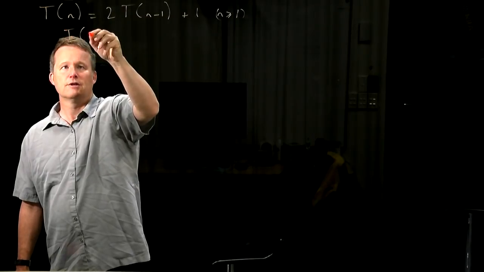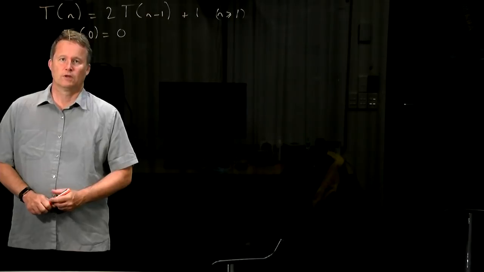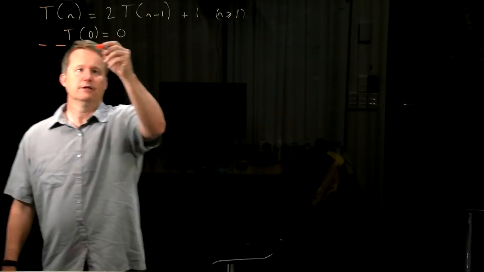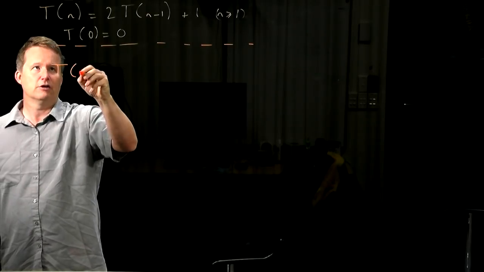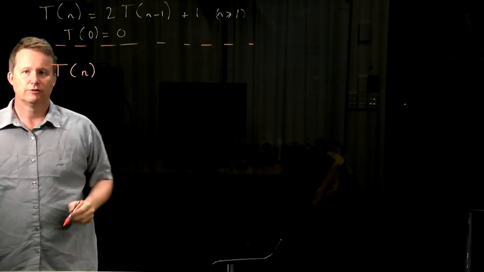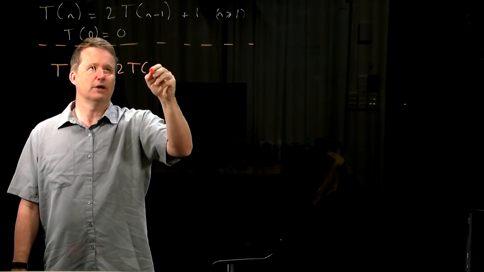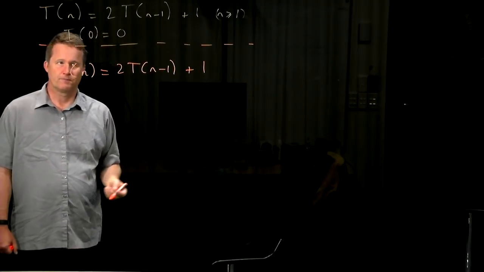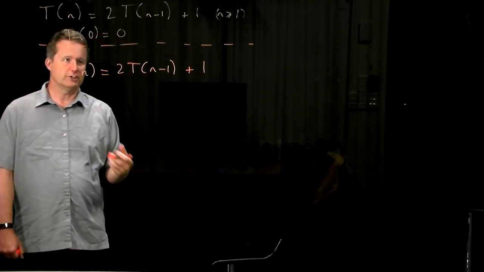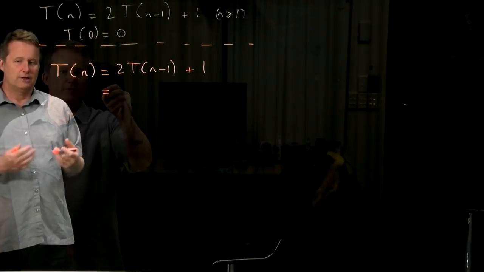Looks like this. So now the idea is that we apply the recurrence to itself from the top down. So t of n is 2 times t of n minus 1 plus 1. Let's assume n is big enough that we're not at the boundary condition or the initial condition, so we can use this recursive definition.